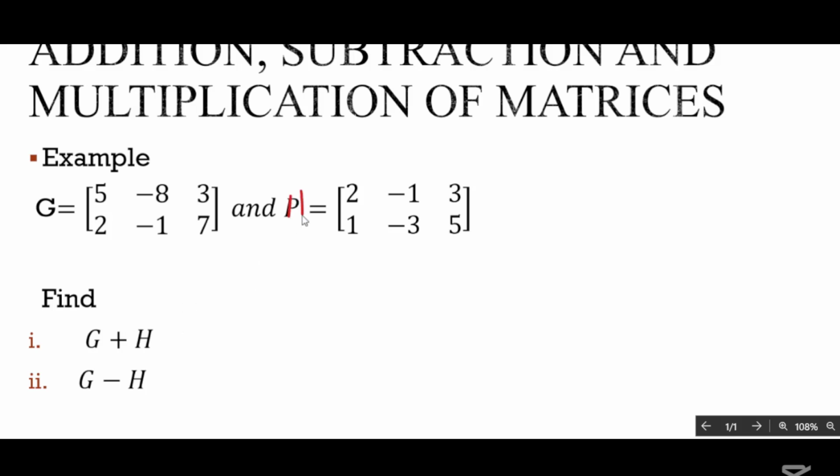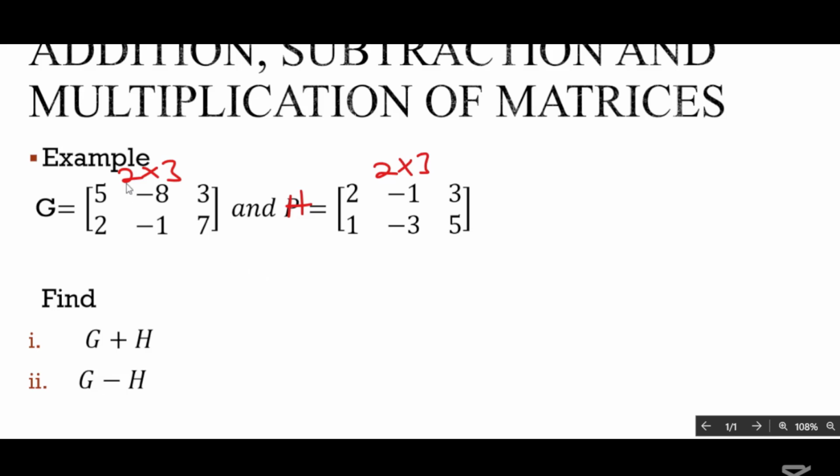Sorry, this is supposed to be H. We are supposed to find G plus H. So as usual, matrices can be added or subtracted when they have the same dimension. In a case like this, here we have 2 by 3 and another 2 by 3, so these matrices can be added.